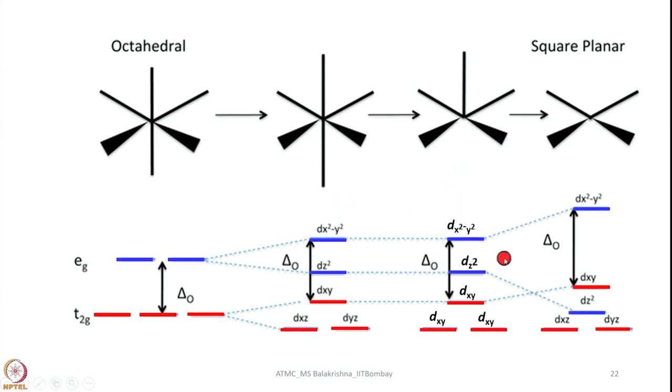And then here the only difference between square pyramidal and square planar is dz square comes further down, whereas dxy energy is slightly elevated. That is it. So now remembering the crystal field splitting is rather much easier.